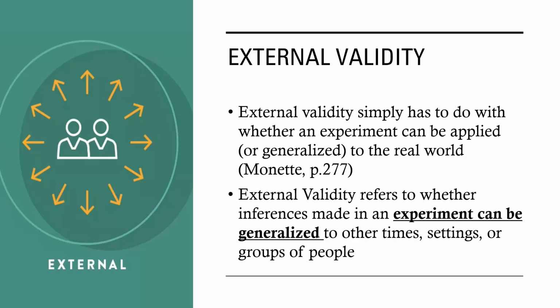Now, we've talked about internal validity and threats to internal validity. Again, internal validity has to do with this idea that it was truly the independent variable or the intervention that created some of the change that we see in the dependent variable. External validity is something different. External validity has to do with whether an experiment can be applied or generalized to the real world. It refers to whether inferences made in an experiment can be generalized to other times, settings, or groups of people.